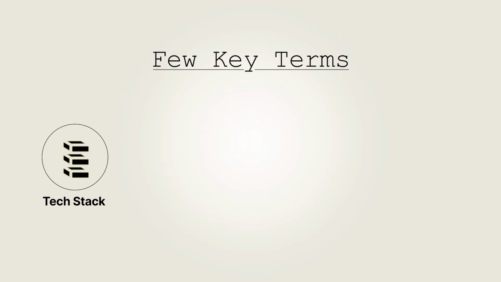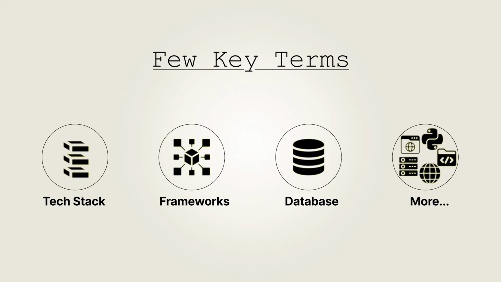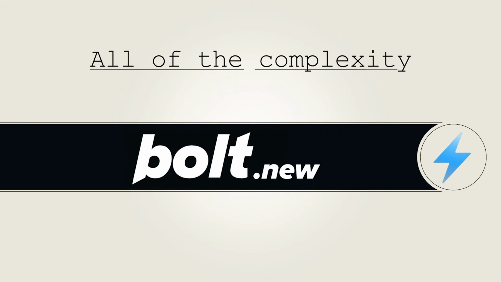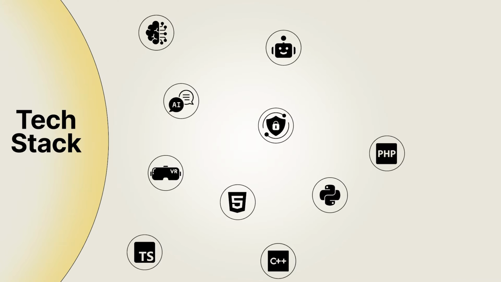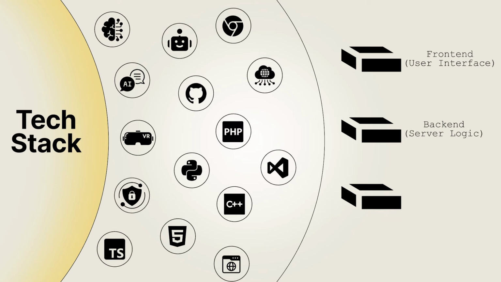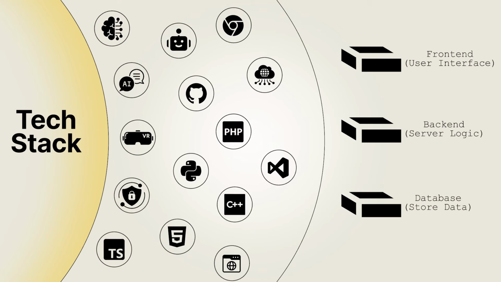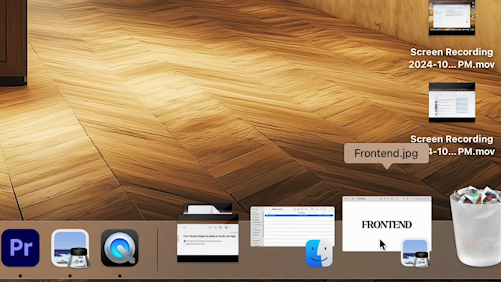But before that, we mentioned a few terms like tech stack, frameworks, database, and more. While Bolt.new abstracts away all of the complexity, if you want to edit something, explain what's where, you need to know what's happening. So we'll just take a minute and explain a few key terms that we're going to be using. In simple terms, a tech stack is the combination of technologies, programming languages, and tools developers use to build an application. It includes everything from the front-end user interface to the back-end server logic and the database that stores all your precious data. The few key terms are: first is front-end.